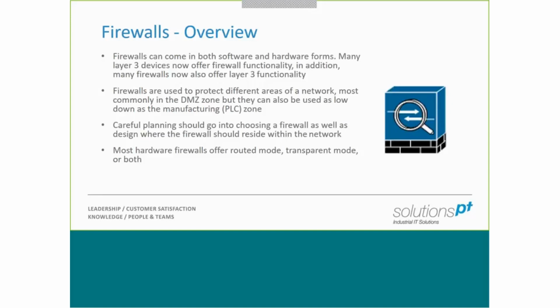So they're used to protect different areas of a network, and most commonly you might see them in the DMZ zone. So you might see one after your internet connection before it hits any rest of the network, a perimeter firewall perhaps, if you will. But you can also have them further down in the network, and you can have them as low down as, you know, where your PLCs are.